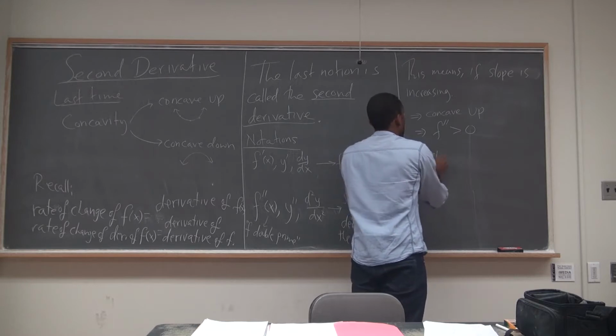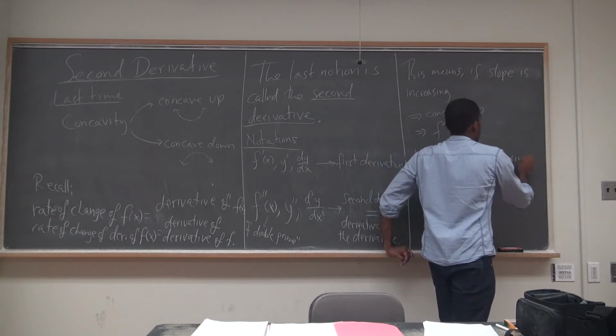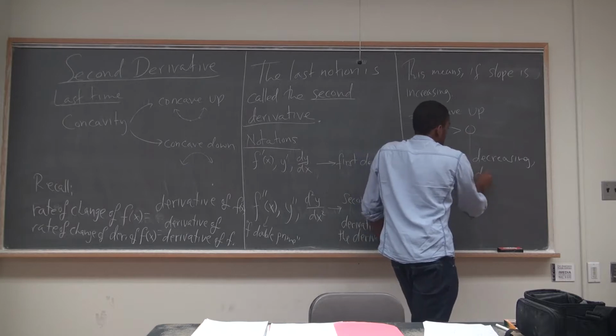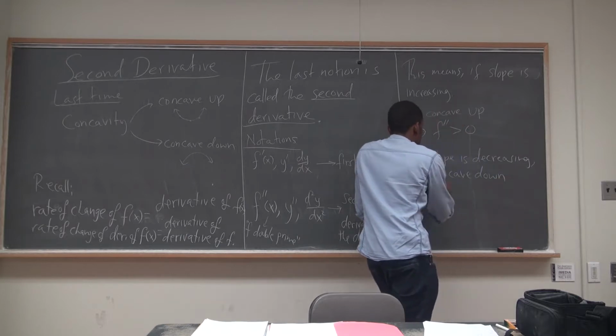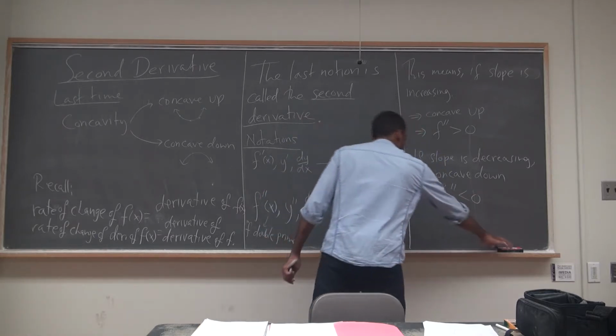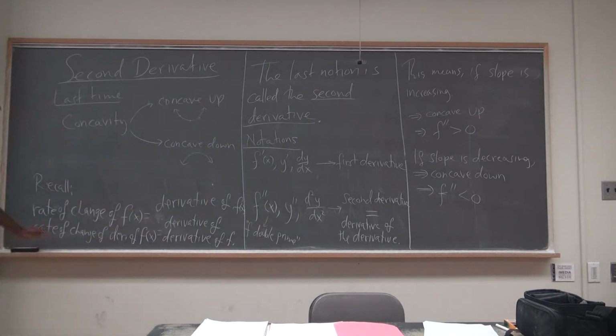If slope is decreasing, this means you're concave down, which means your second derivative should be negative at that point. Copy those down because I want to erase everything and say something else.